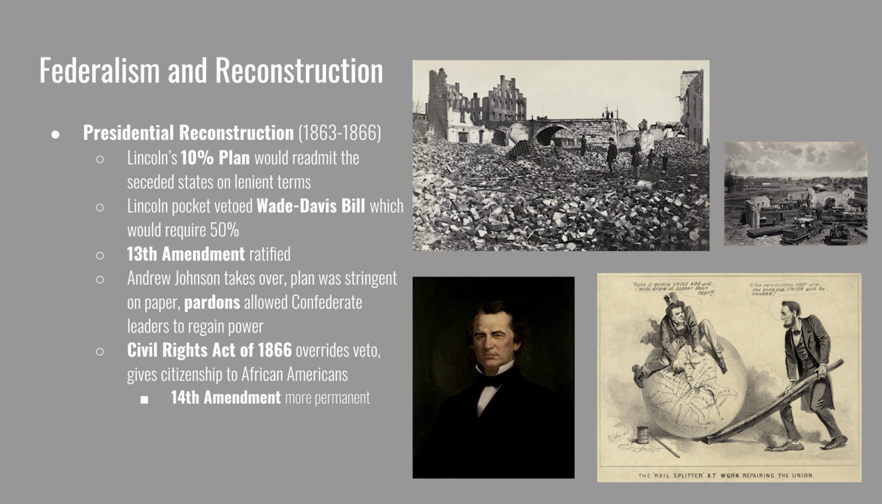They wanted to have at least 50% requirement of Southerners to take this loyalty oath as outlined in the Wade-Davis bill. It would also disenfranchise anyone who fought for the Confederacy, strip anyone who held office in the Confederacy of U.S. citizenship, and abolish slavery in the seceded states. Since Congress passed it at the end of the congressional session, Lincoln utilized the pocket veto.